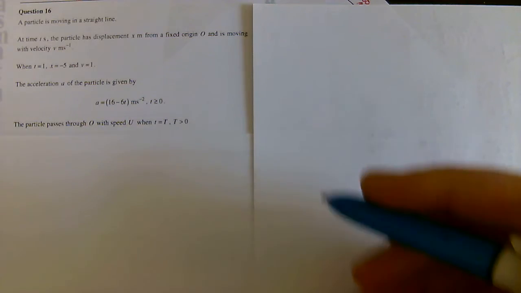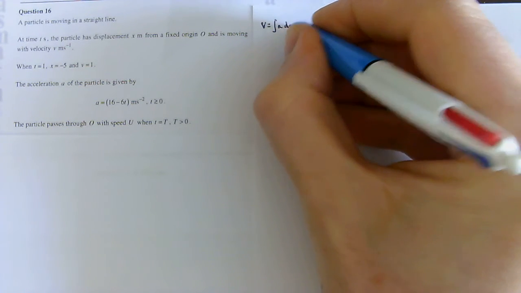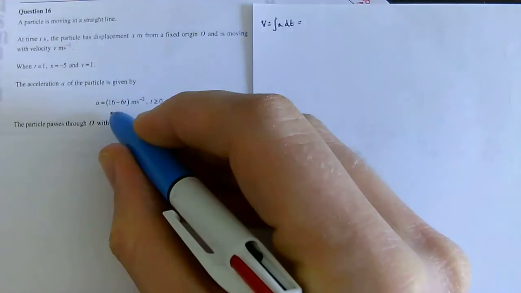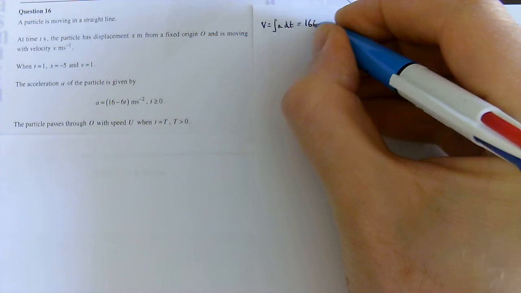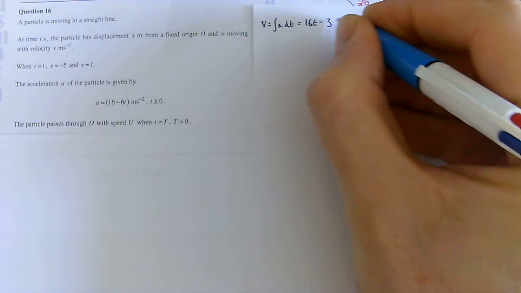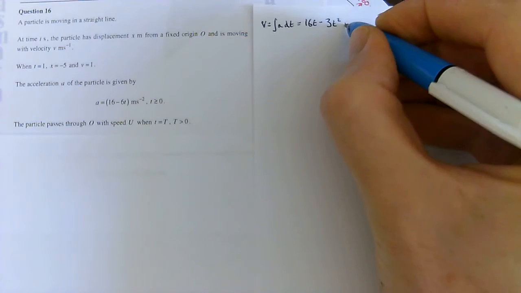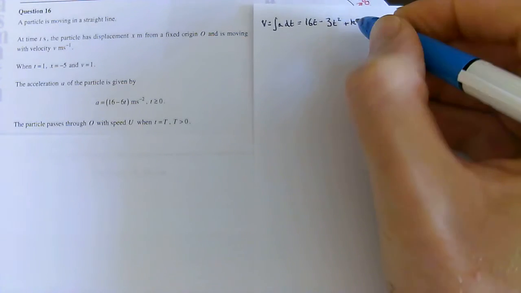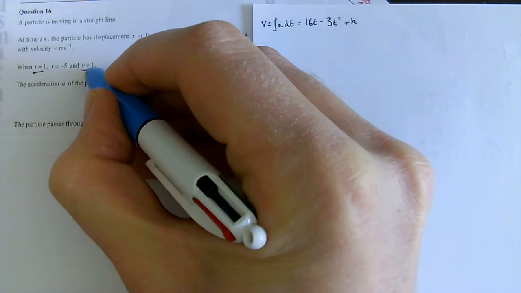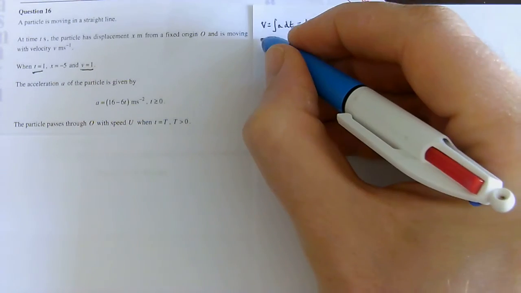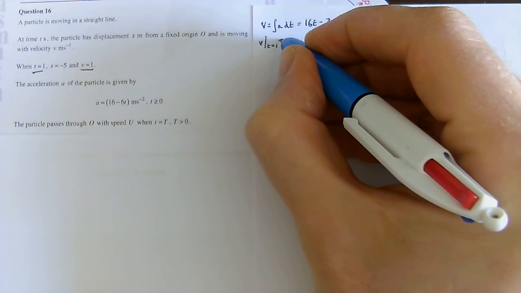So we start by saying the velocity is going to be the integral of acceleration with respect to time. So I'm going to integrate 16 minus 6t, which gives me 16t minus 3t squared plus some sort of constant k. And I'm going to use the conditions that I've been given here. When t equals 1, v equals 1.